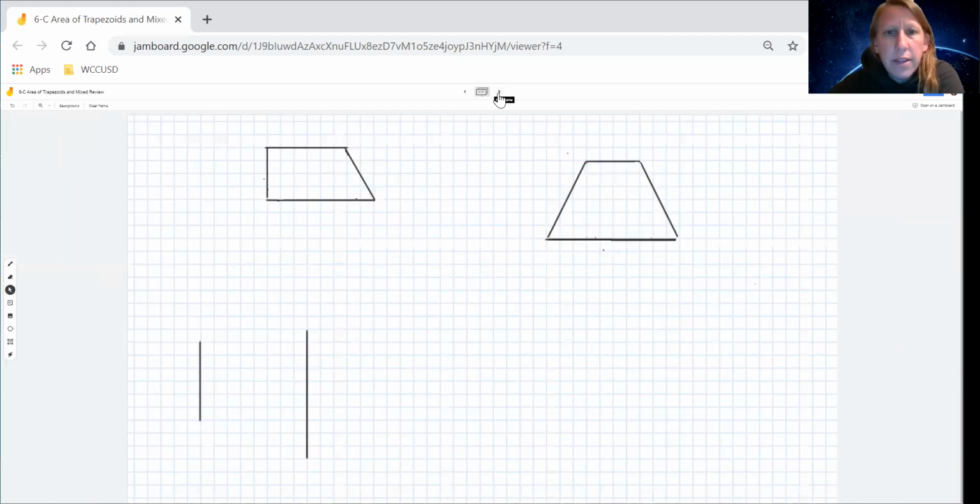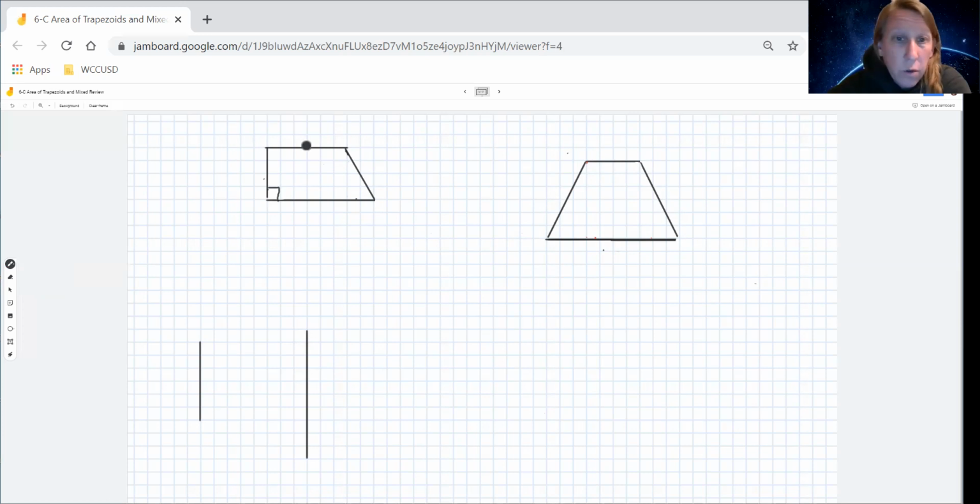Okay, so how do we find the area of these things? Well, we can just play around with it. We have it on graph paper, so I could start counting the number of squares inside. I also want to look at how long the bases are and what the height is. For a right trapezoid, there's a couple ways to find the area.